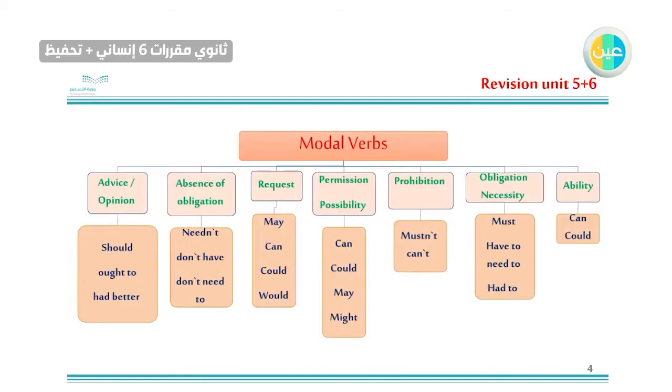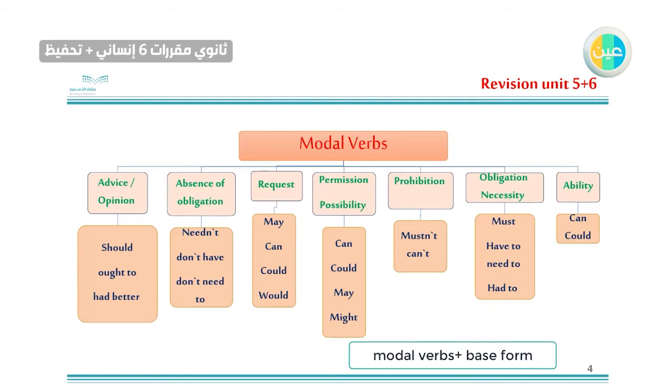The first rule is modal verbs. We use modal verbs to express advice, opinion, absence of obligation, request, permission, prohibition, obligation, necessity, or apology. Each modal verb has its uses. And remember that with modal verbs, we need a main verb, and the main verb should be in the base form. Let's go from the very beginning.